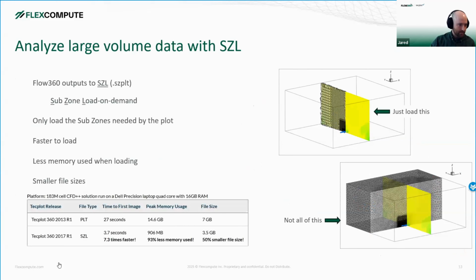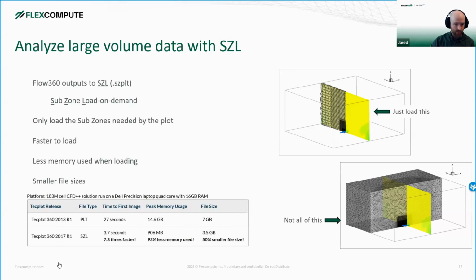So how does Tecplot 360 handle large volume data? Flow 360 outputs to the SCL, or what you will recognize as the .scplt file format for loading into Tecplot 360. So SCL is an alternative data file format for improved handling of large volume data, where SCL stands for subzone load on demand. So the large volume data is divided into smaller subzones that are only loaded when a specific plot element demands it. For example, if you're drawing slices or cut planes, stream traces, or isosurfaces. So rather than loading the entire volume, you only load the regions of data you immediately need.